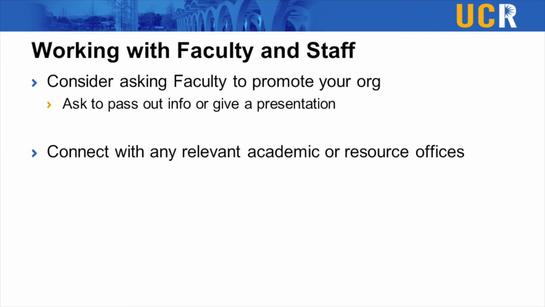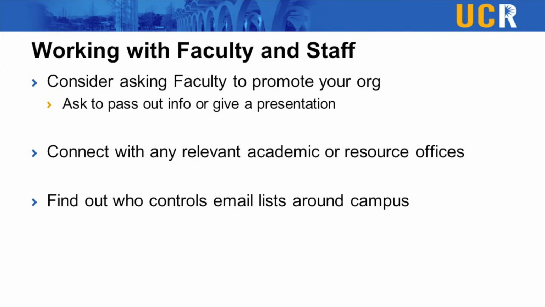Seek out relevant academic or resource offices. If you started a brand new group revolving around mental health education, you should connect with The Well, our on-campus wellness office that does mental health events. Connecting with these offices might mean collaborations, possible funding, or even just staff encouragement or support. These folks also might have email lists that you could promote your org in. There isn't an email all students option at UCR, so the closest thing is figuring out who has an email list and how you get your org spotlighted there.